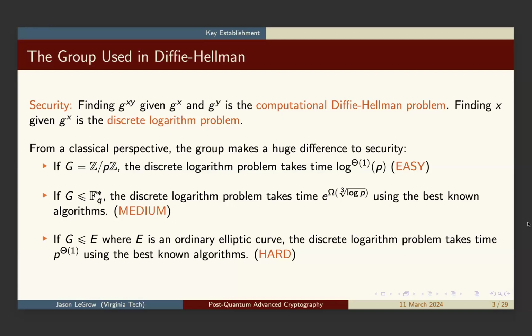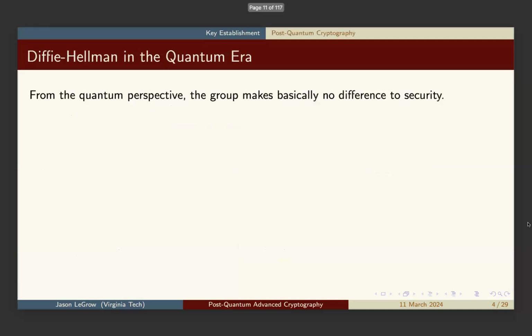So the group that you choose for Diffie-Hellman, for the discrete logarithm problem, makes a big difference to how hard it is. And I say this from a classical perspective. What do I mean by this? Well, you all probably know because you've got your quantum or post-quantum cryptography research group here. This is in contrast with the quantum perspective. In the quantum perspective, the group that you use in Diffie-Hellman makes pretty much no difference to security, as I'm sure we all know.